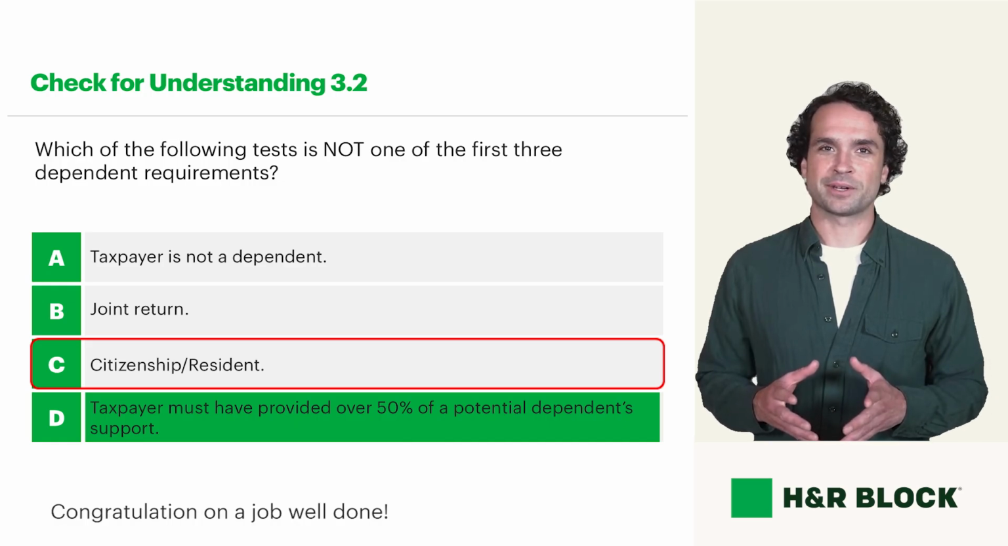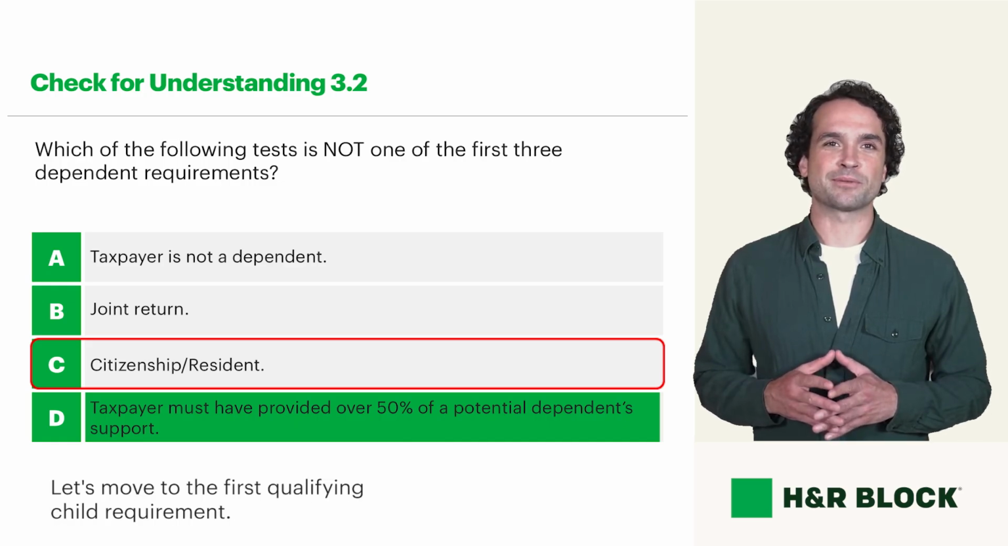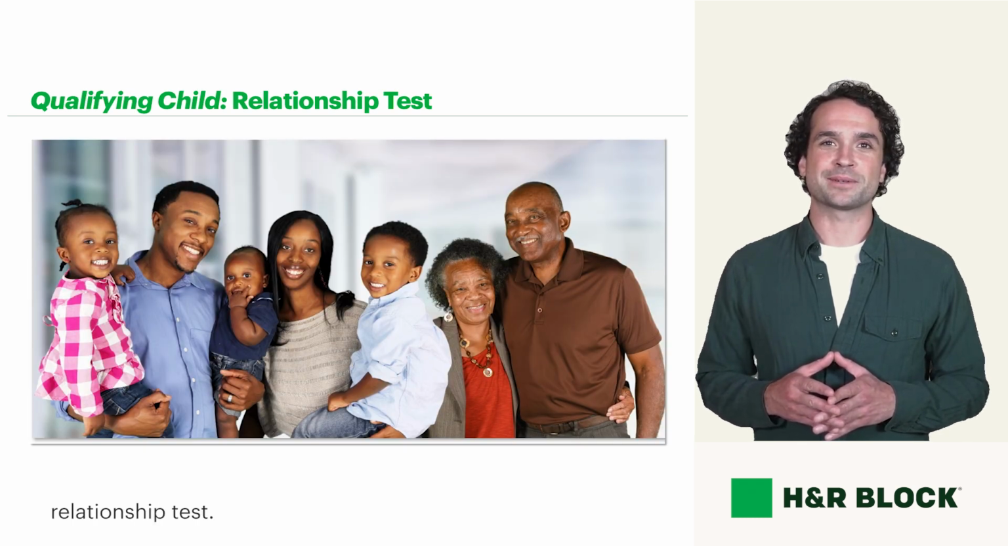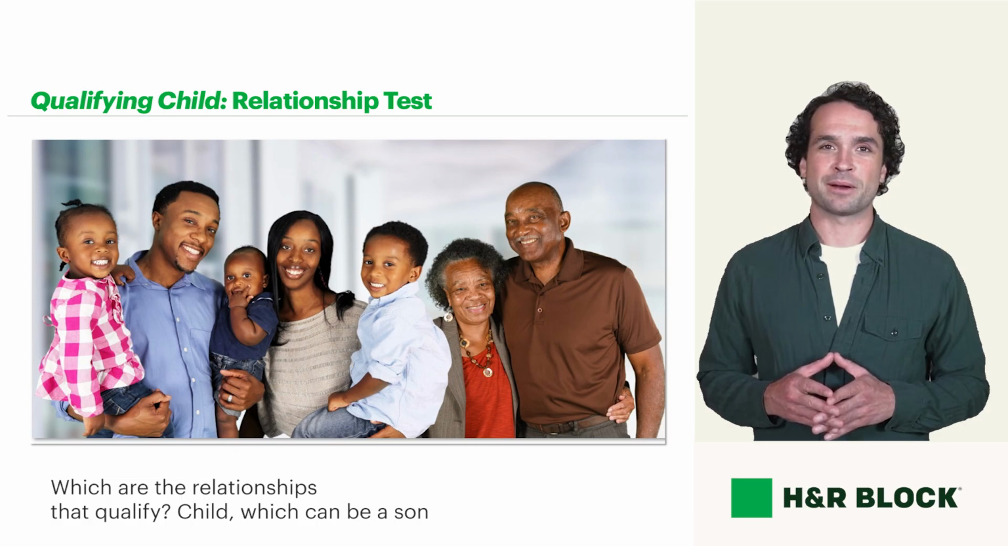Congratulations on a job well done. Let's move to the first qualifying child requirement. There are only certain relationships that will pass the qualifying child relationship test. Which are the relationships that qualify?